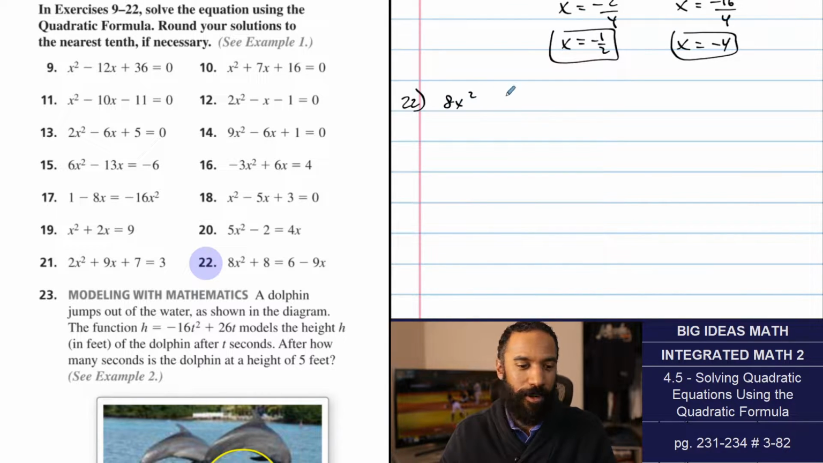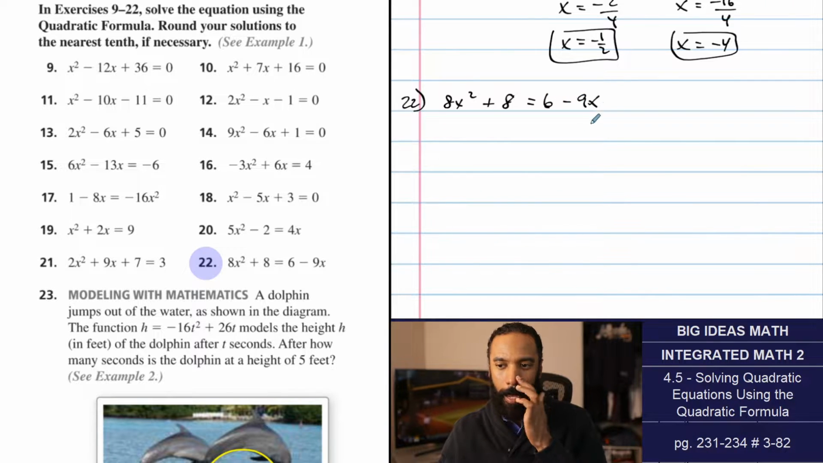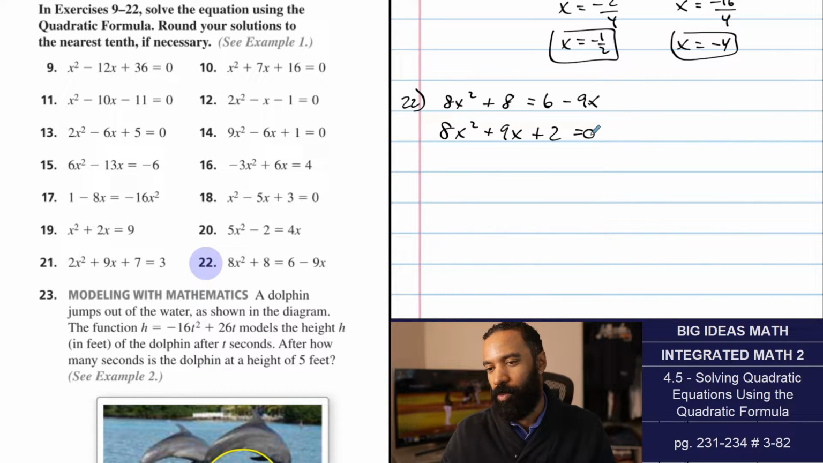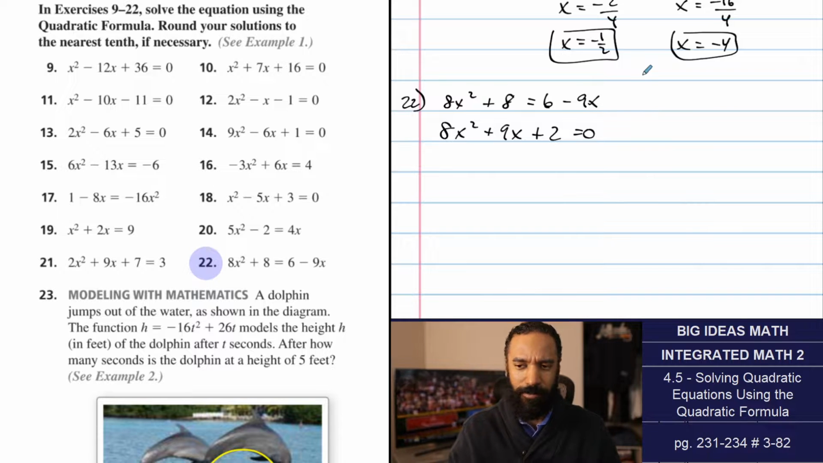What's funny is I'm not bored. I'm engaged. 8x squared plus 8 equals 6 minus 9x. Okay, add 9x over, we get 8x squared plus 9x. Subtract 6 over, you get plus 2 equals 0. Not factorable to my knowledge. It doesn't seem factorable. I'm just going to go ahead and go to quadratic formula.